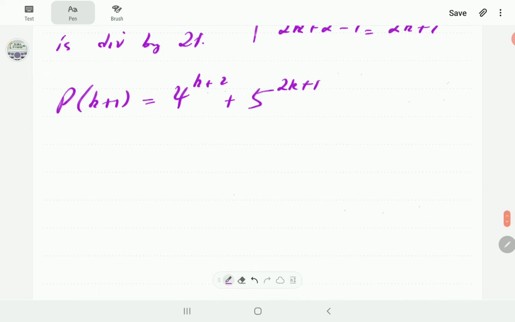And then as usual, we're going to use our statement assumed true from step number 2. So in step number 2, we had 4 to the power k plus 1, plus 5 to the power 2k minus 1 is equal to 21z.